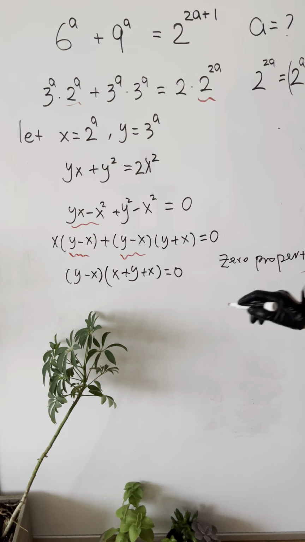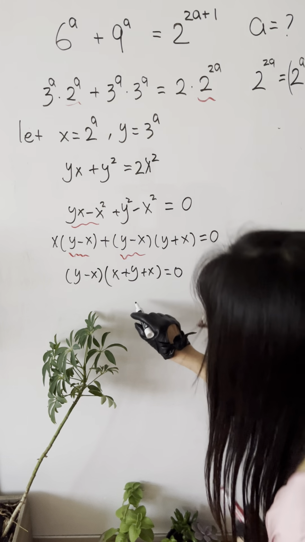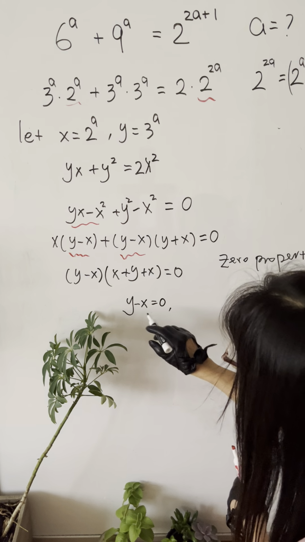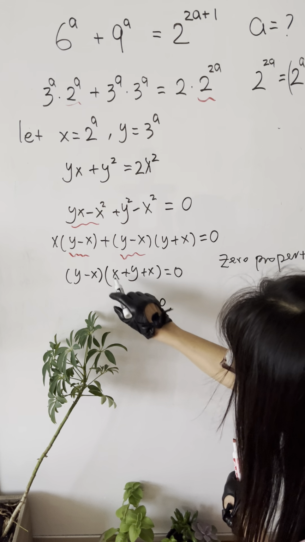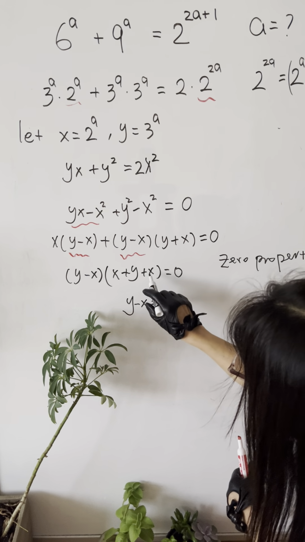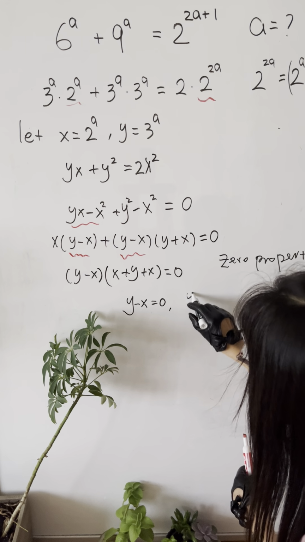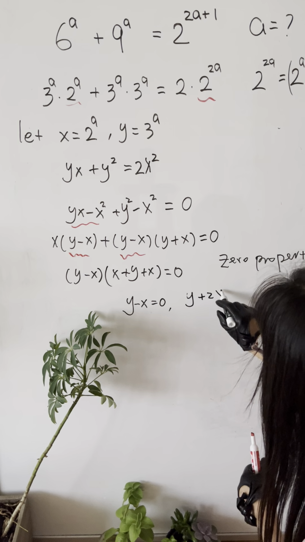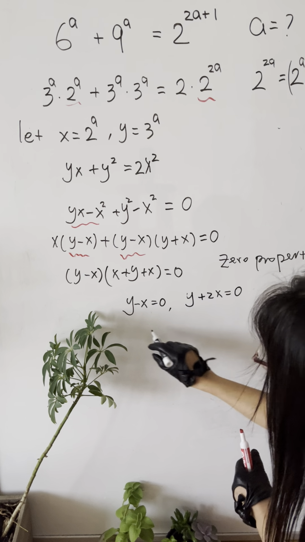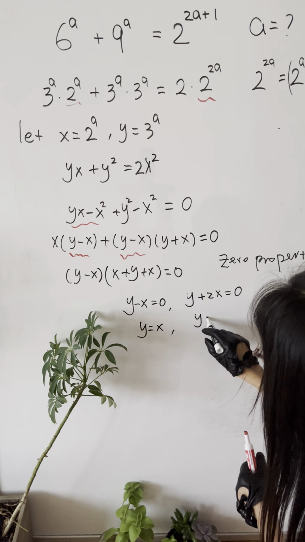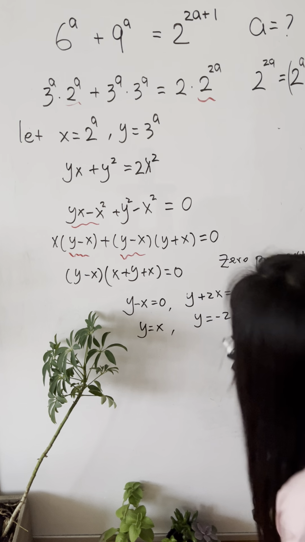Right? The first factor can be 0. y minus x can be 0. And the second factor can be 0. Well, we can simplify this. This becomes x plus x, that's 2x. So y plus 2x equals 0. So this is saying y equals x. This is saying y equals negative 2x.